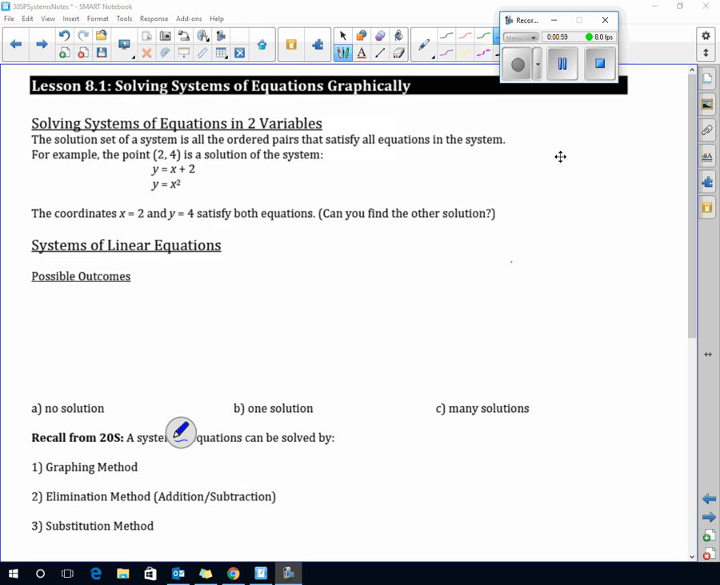So what I mean by (2, 4) satisfies that, if I substitute x with 2 and y with 4, does everybody see? I get 4 equals 2 plus 2, which is correct, yes? And if I substitute it into that one, I get 4 equals 2 squared, which of course is correct. Can anybody think of another possible solution that would work?